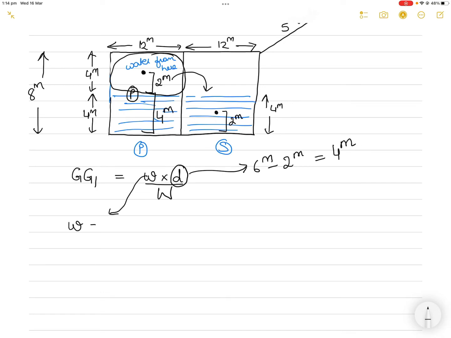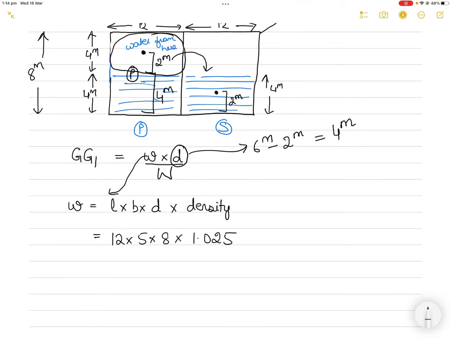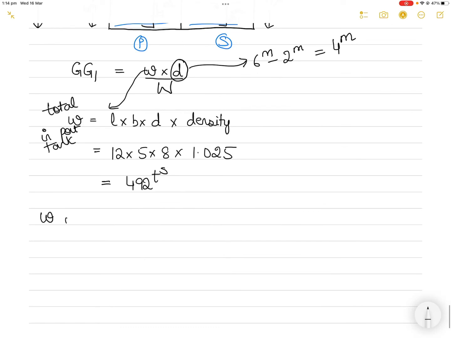So weight of the water shifted will be length by breadth by depth of the tank multiplied by density of the water in it, which is equal to 12 by 5 by 8 meters multiplied by 1.025. All right, now this is not the weight shifted, this is the total weight in the port tank. So this is equal to 492 tons.